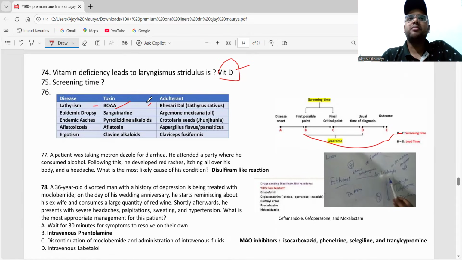So guys, remember one thing. What is the prophylaxis given for lathyrism? It is vitamin C. You have to give vitamin C as prophylaxis. Remember, remaining you have to read this one. Epidemic dropsy I already discussed in our shorts.